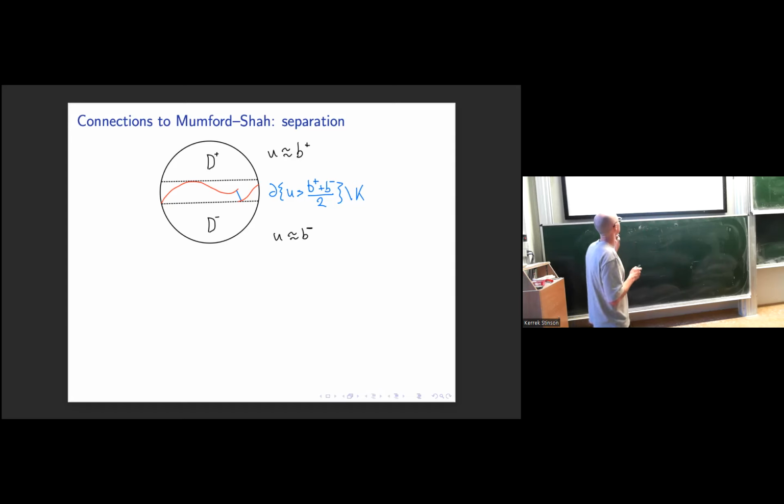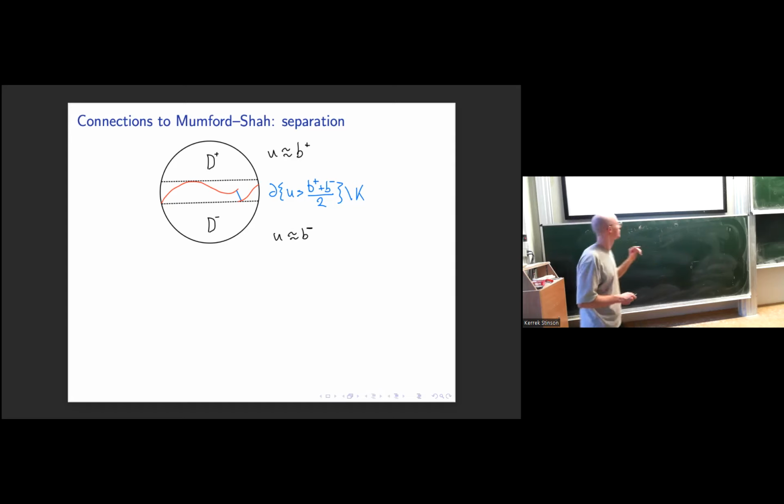Then, to find a way to separate the top from the bottom, you could consider the boundary of the super level set, where you take the values of u that are greater than the average value between these two jump points. So basically this should contain all of D plus and then go much closer up to the crack.